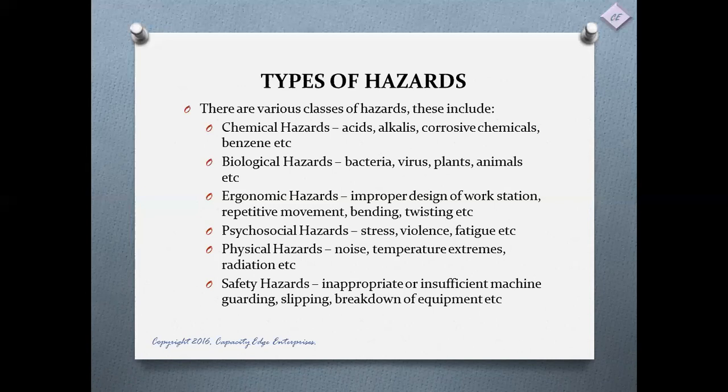So, for example, if workers work in a very cold environment or very hot environment, they could also have safety hazards, inappropriate or insufficient machine guarding, probably the machine guarding for a particular machine is not sufficient enough to prevent workers from being injured by sharp parts of the machine.